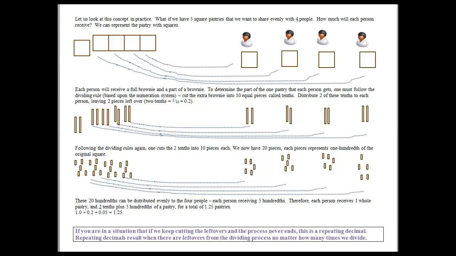Let's look at this concept in practice. What if we had 5 square pastries that we wanted to share evenly with 4 people? Well, how much will each person get? We can represent the pastry with squares. So I made it a little simple here. I have just 5 brown squares to represent our square pastries. Right away we can see that each of these people can get 1 whole pastry. That's going to leave 1 left over that we're going to have to break up.